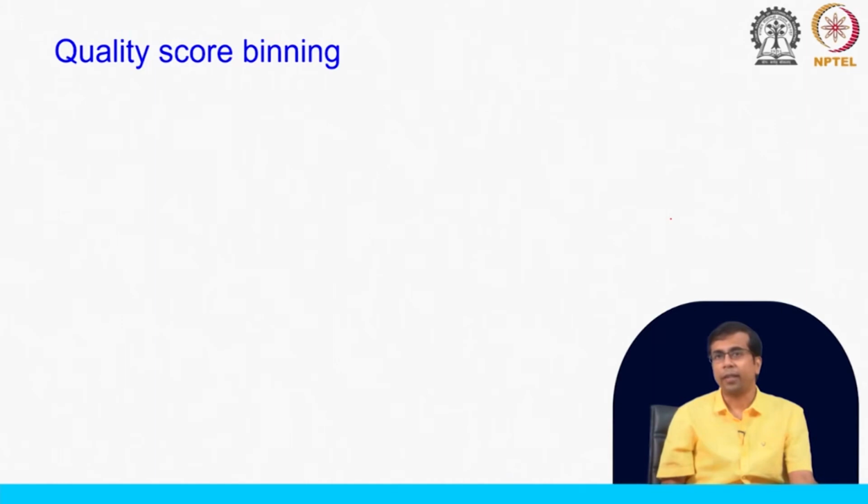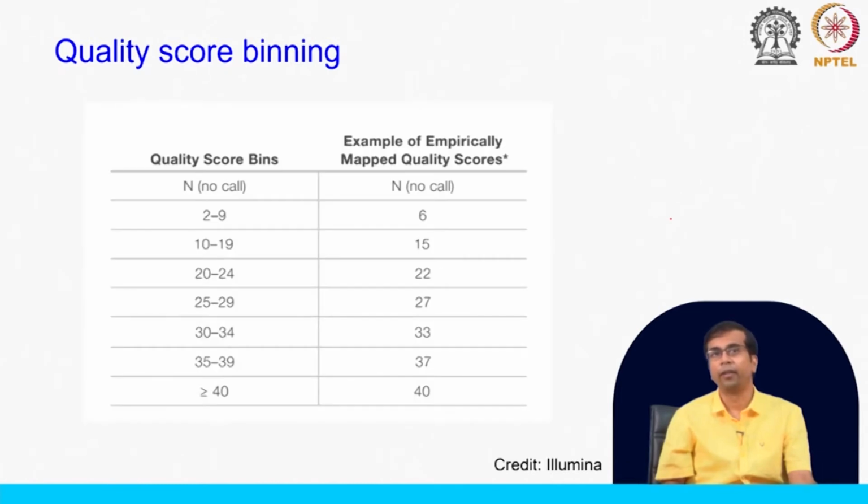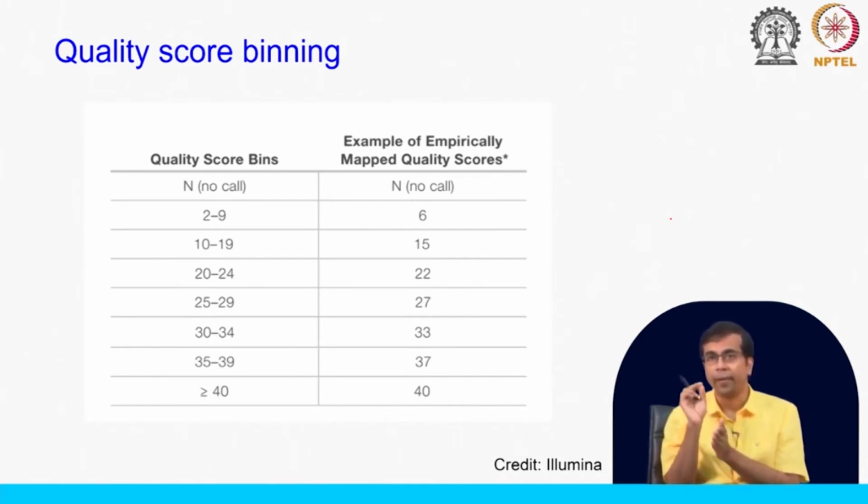Now, there is something else that is also added along with this encoding now. Okay. So, what Illumina does now is it does something called quality score binning. Okay. So, what is this quality score binning? So, it simply says, instead of having every possible quality score, why not just give a median value or some sort of representative value for each bin, each range of quality score, right.